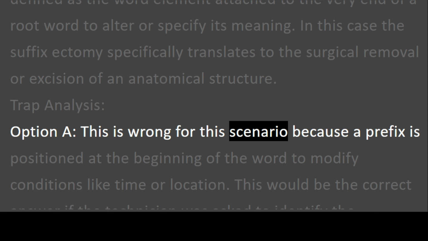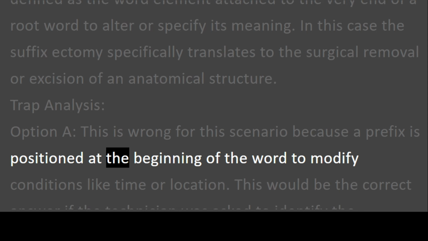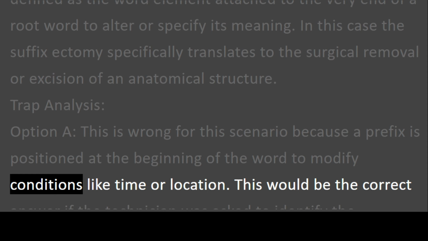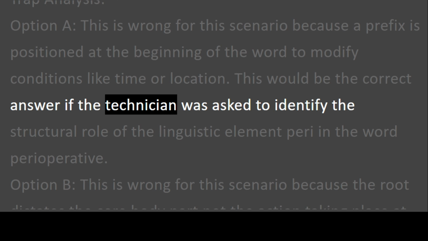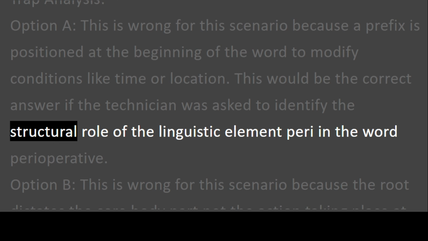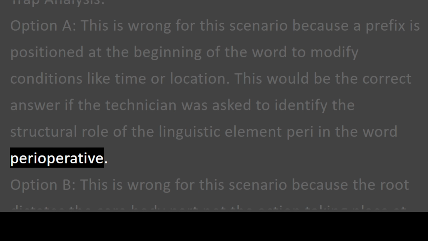This is wrong for this scenario because a prefix is positioned at the beginning of the word to modify conditions like time or location. This would be the correct answer if the technician was asked to identify the structural role of the linguistic element peri in the word perioperative.